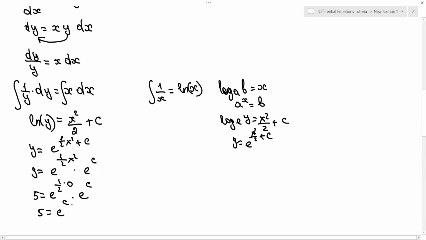We can even say that e to the power of c is another constant, because e to the power of c is a number, like e is approximately 2.71. If it's constant, then e to the power of c is again constant. So we can say that c is equal to 5, because we replace one constant with another constant. So we have y is equal to 5 times e to the power of 1 over 2 x squared. So this is the value of y.